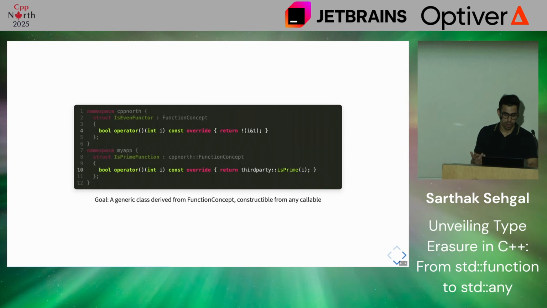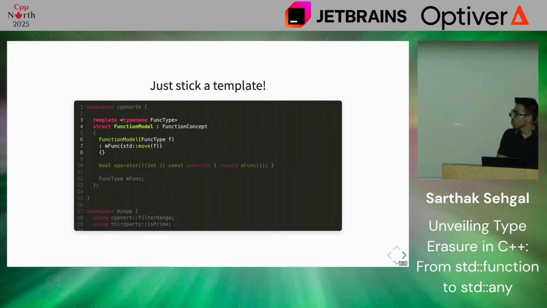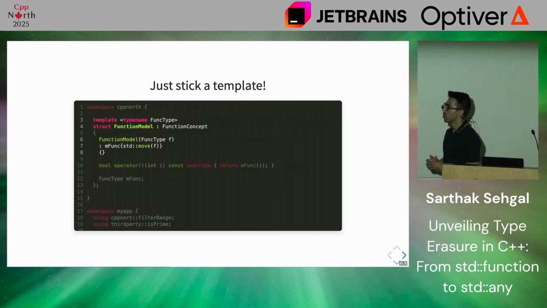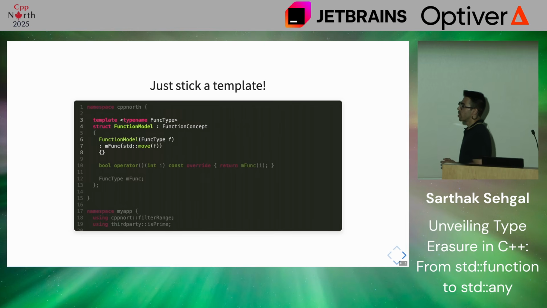Whenever I hear the keyword generic, the first thing that comes into my mind is templates. So let's just take a template. Here I have a function model class. The only thing I've changed so far from, say, the is-even functor or the other implementation is having a templated type. So this function model is a templated type. It inherits from the function concept class.